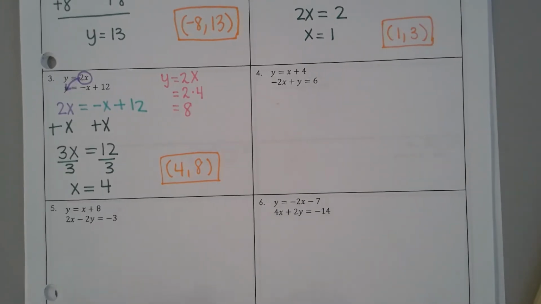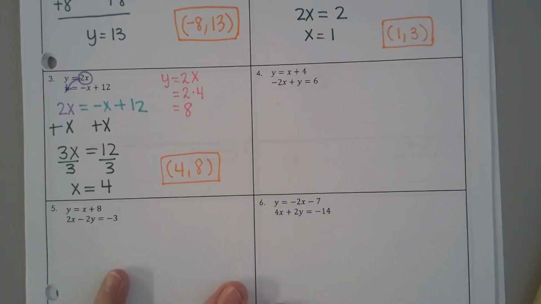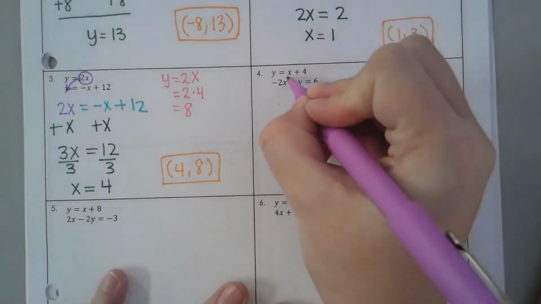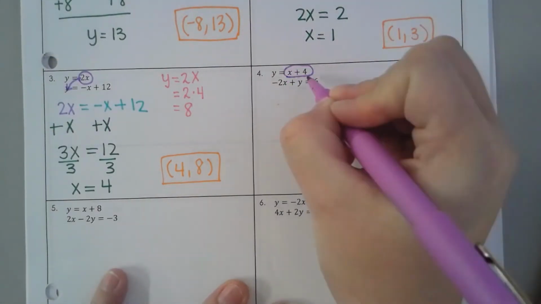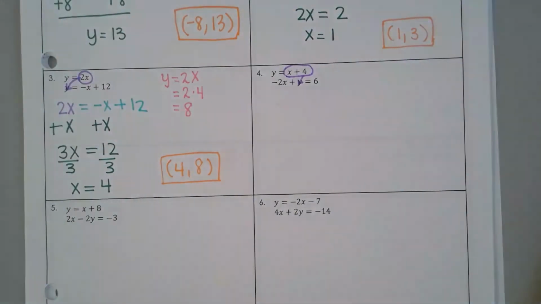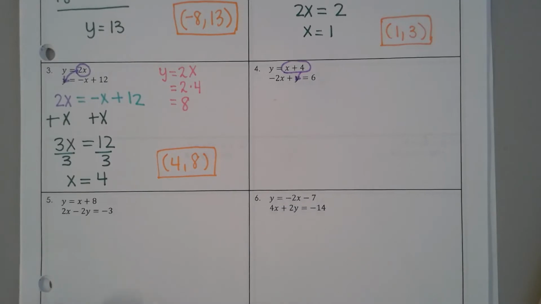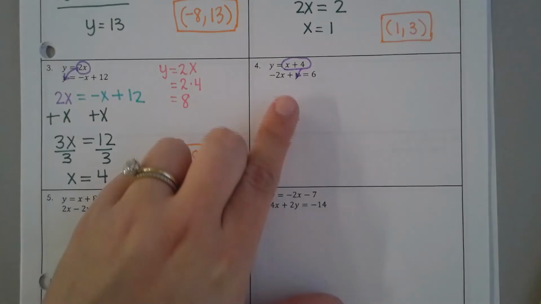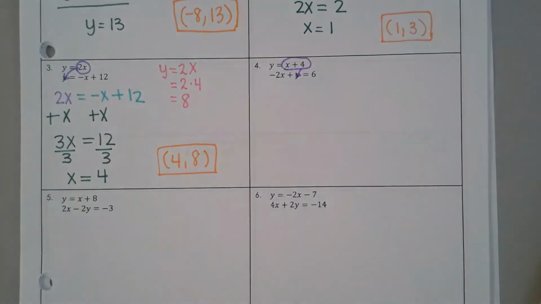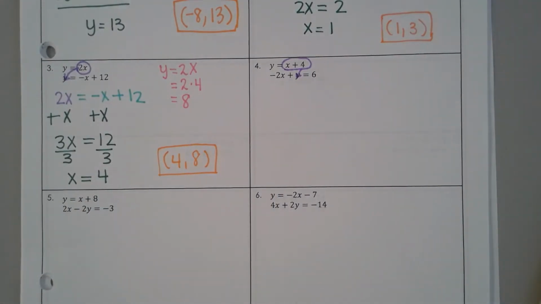Number 4, we have y equals x plus 4. So I'm going to take that and plug it in for the other y. You want to put the x plus 4 in parentheses. On this exact question, it won't matter, but if that was a minus y and you didn't put it in parentheses, you would mess up. So just always get in the habit of putting it in parentheses.